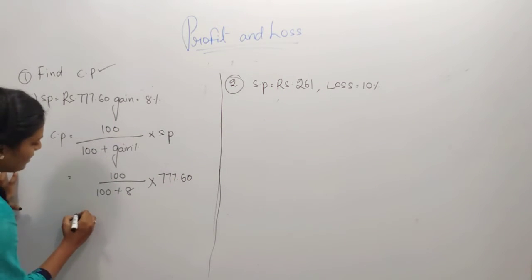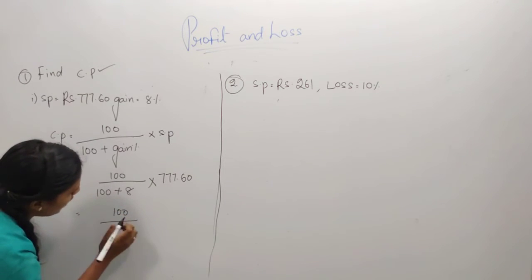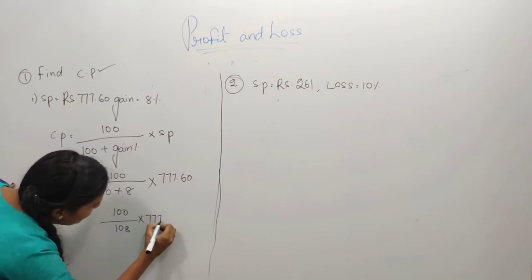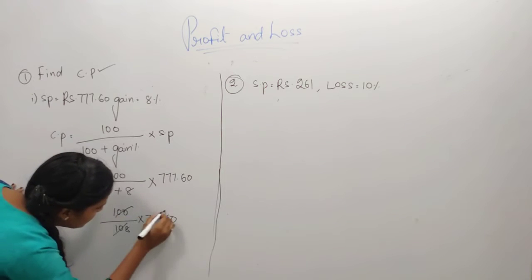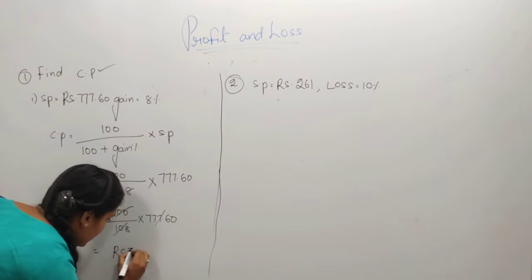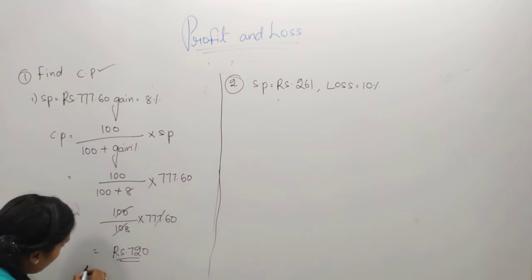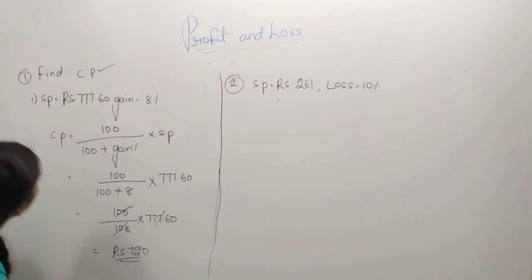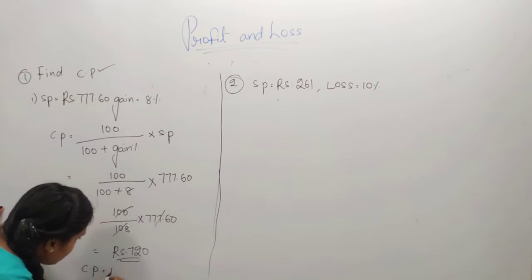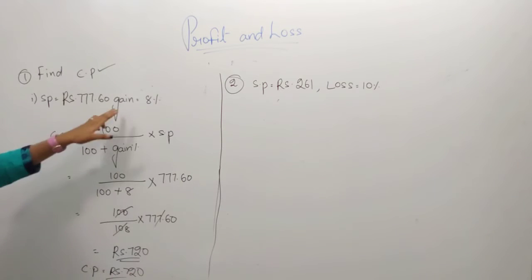Okay. By adding, what will we do? 100 by, add this 100 plus 8, how much? 108. 108 into 777.60. After doing all the cancellation, what final answer will we get? Rupees 720. Selling price, cost price rupees how much? Here we were told to find cost price. Now cost price, how much did we get finally? Rupees 720. Okay, we found it for gain.